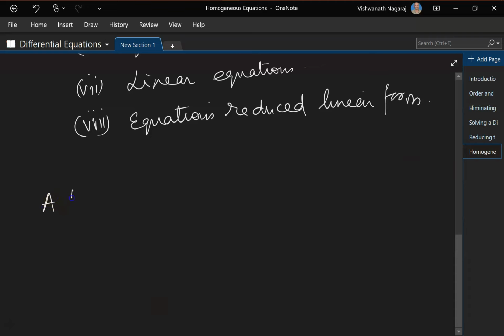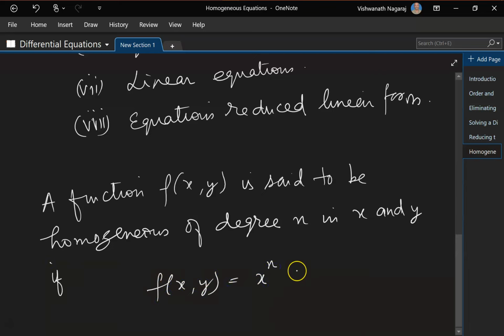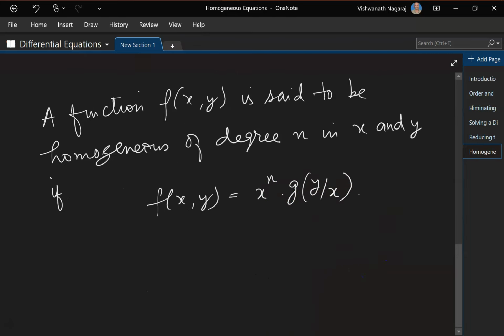A function f of x, y is said to be homogeneous of degree n in x and y if f of x comma y is equal to x to the power of n times g of y by x. Okay, so if it is in this form, it is said to be in homogeneous form.